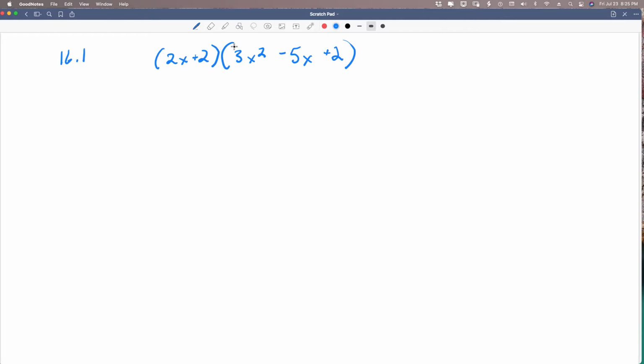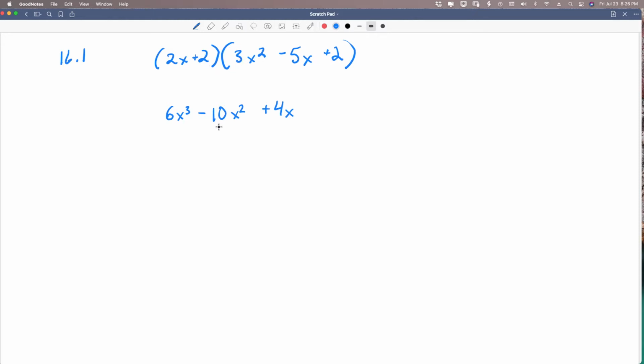All right, 2x times 3x squared is going to give us 6x cubed. 2x times negative 5x is going to give us a negative 10x squared. 2x times positive 2 is going to give us a positive 4x. Now that we've done the last term in this expression, we're going to go back and get the second term in the first expression and multiply all of these.